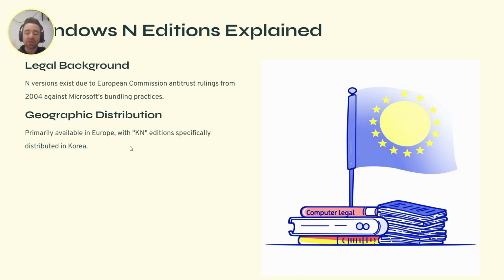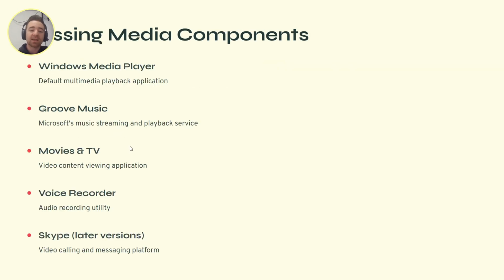But basically, what are N editions? What do they mean? What it is, you're downloading the exact same operating system, but it's just missing some of the usual things that come along with it. So it does not have Windows Media Player as the default media playback application. You don't have that installed. It does not have Groove Music, which is Microsoft's music streaming and playback service. It doesn't have video content viewing application. It doesn't have voice recorder. It does not have Skype. Okay, it doesn't have this stuff pre-installed.